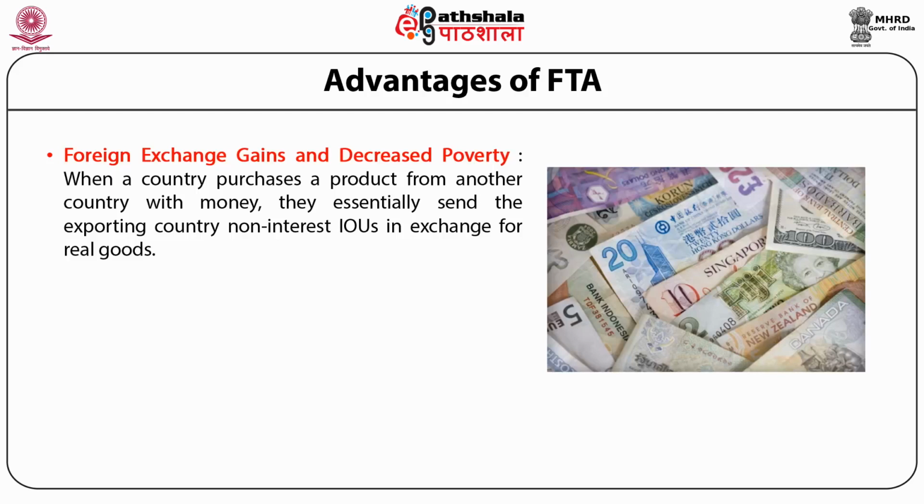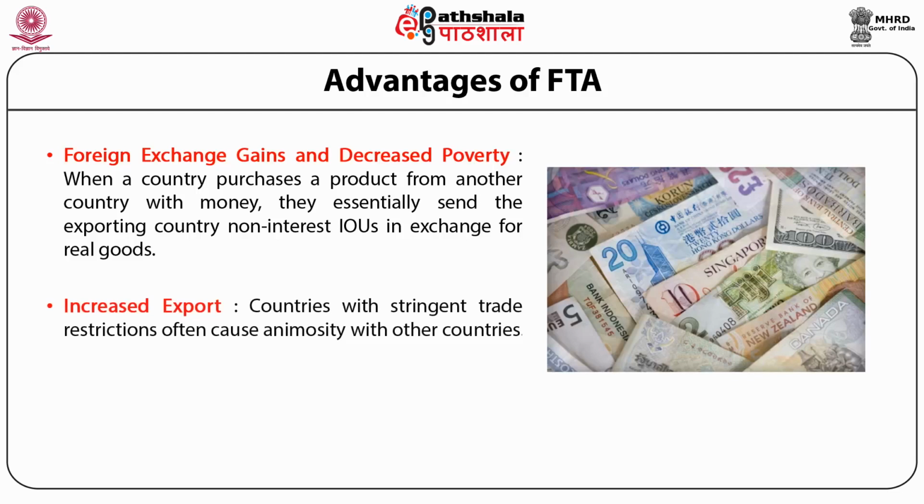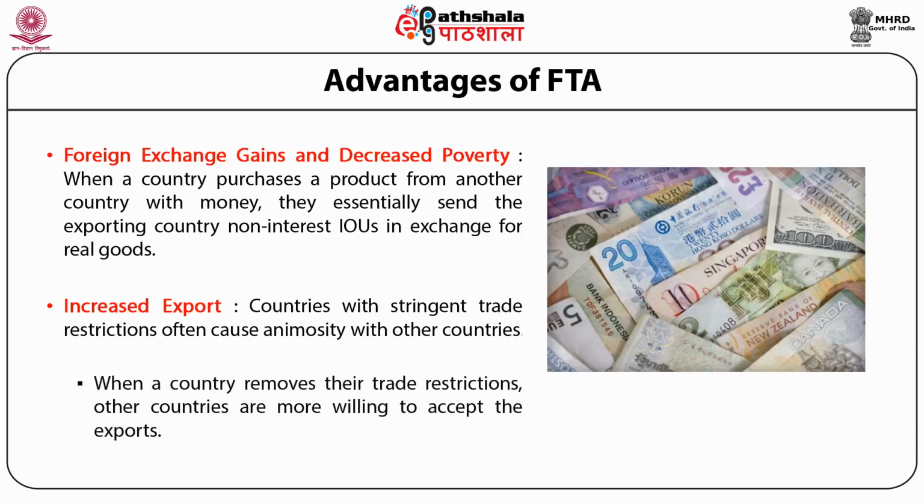In the 1990s, developing countries that lifted trade restrictions tended to grow three times faster than countries that restricted trade. Increased export. Countries with stringent trade restrictions often cause animosity with other countries. Therefore, the country with restrictions also limits its own ability to export. When a country removes its trade restrictions, other countries are more willing to accept the exports.